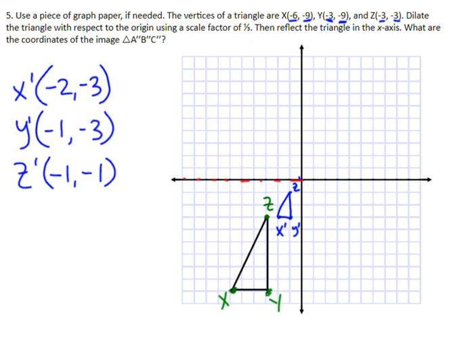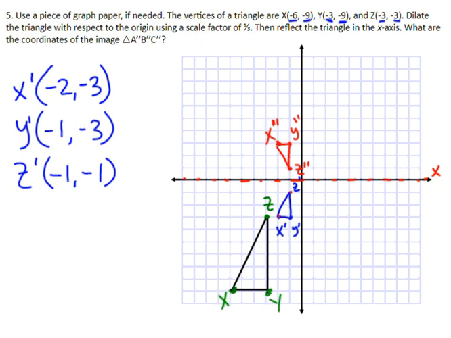So here's my x-axis. And I'm going to imagine that I'm folding the paper and getting my new coordinates. So this point would become this point. So that's going to be z double prime. X prime is going to become this point right here, so x double prime. And y prime is going to flip right here, so I get y double prime.